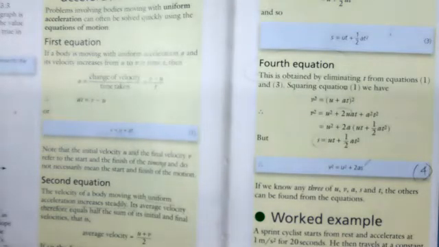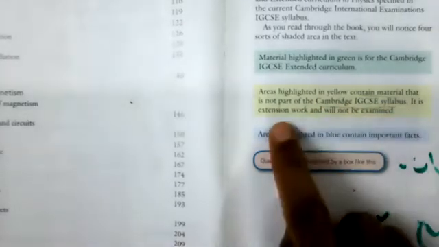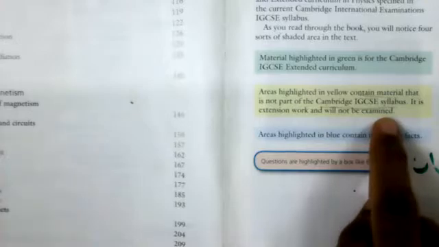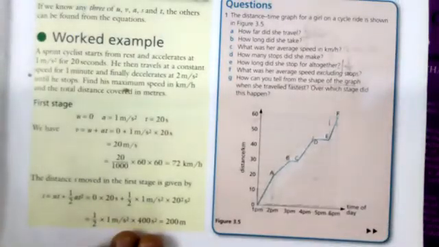Yes. By the way, these yellow parts of the book, see, this is the yellow part. If you look at the preface of the book, areas highlighted in yellow contain material that is not part of the Cambridge IGCSE syllabus. It is extension work and will not be examined. The end of chapter questions don't have their application as well, they are only explaining the derivation. Their derivation, by the way, is very interesting. If you are interested, we can do them. But if you want me to do the end of chapter questions instead, then we'll just jump onto the end of chapter questions. It's totally up to you.